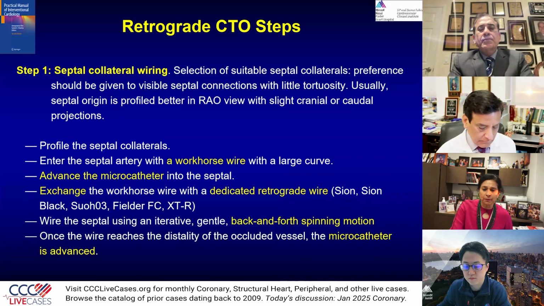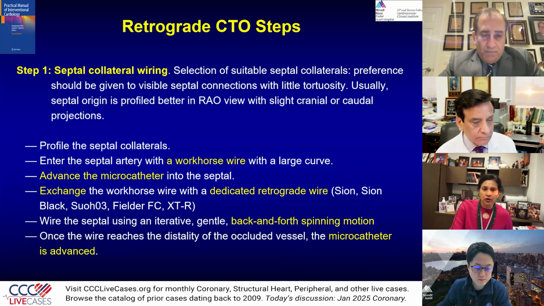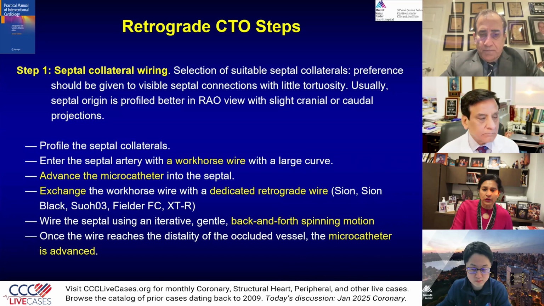How do we reach the PDA? You will take your microcatheter and go to the septal artery all the way with your workhorse wire, because you do not want to lose the tip of any kind of your CTO wire. Once your microcatheter is there at the level of the septal, then you will exchange the workhorse wire to a dedicated retrograde wire.